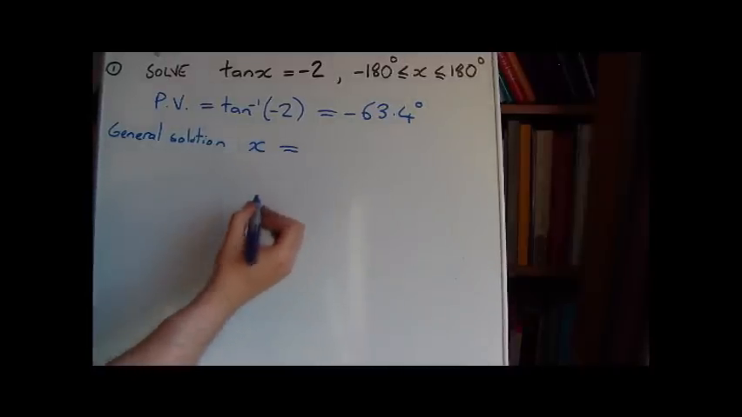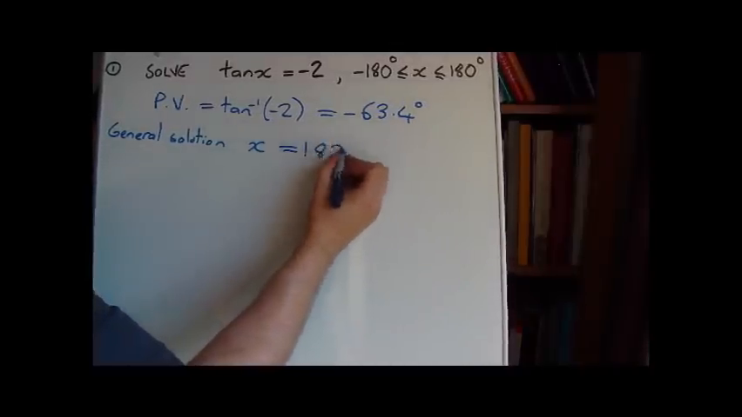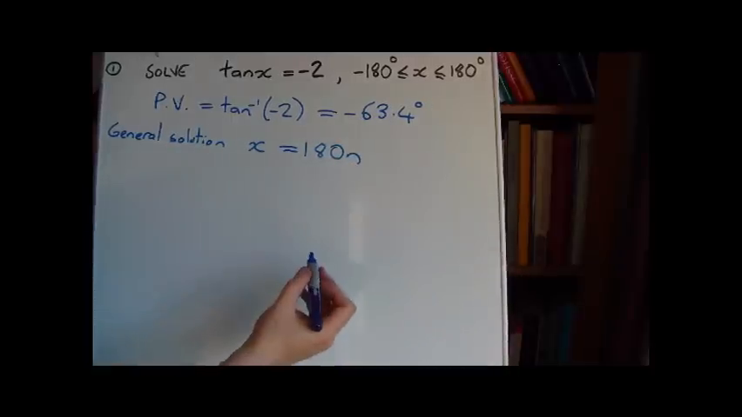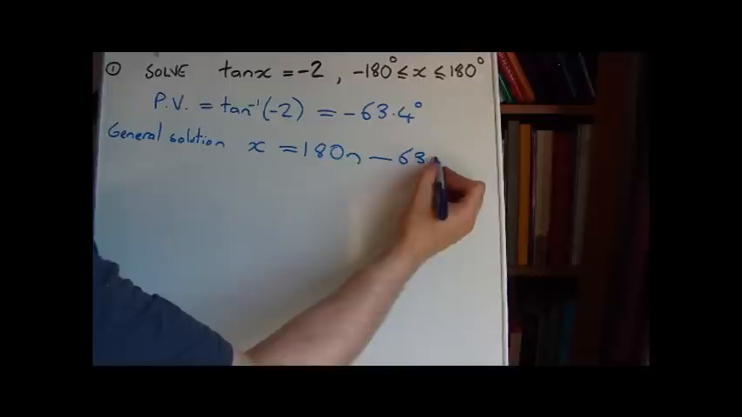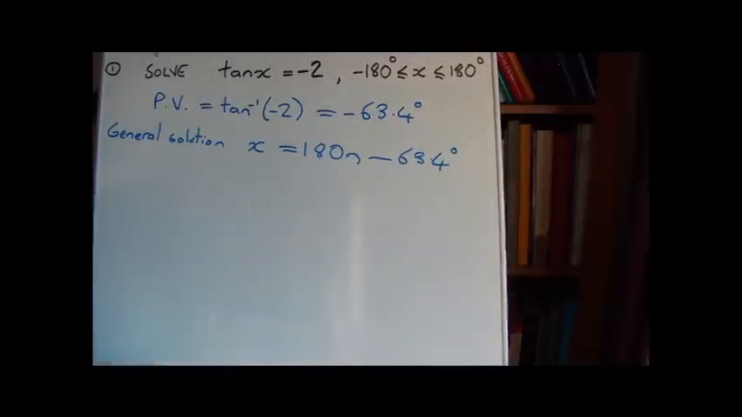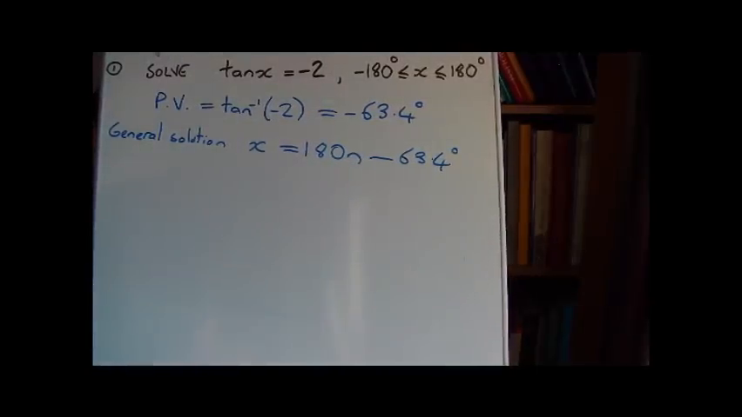It's x equals 180n plus the principal value. As it's -63.4, it's going to look like that. Okay, so that's the general solution. As before, the next step is to try different values of n.